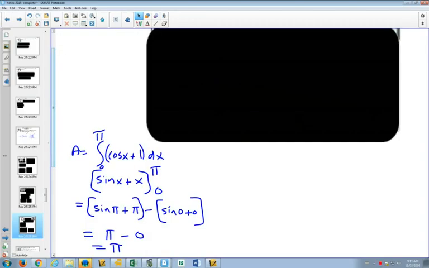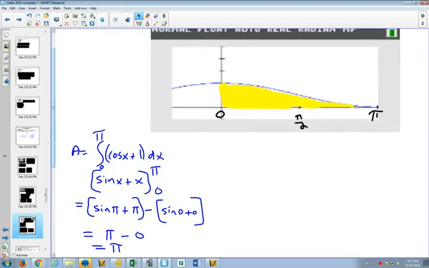All right, so we integrated here. We got sine x plus x from 0 to pi. Plugging those things in and using our values from our pi plate, we find out the area is pi. Looking at a graph, we've got this section right here.